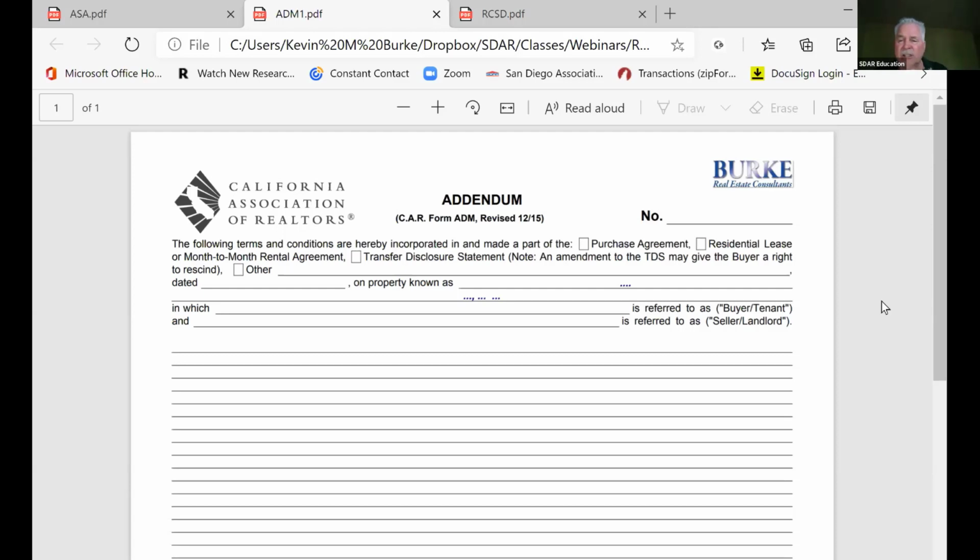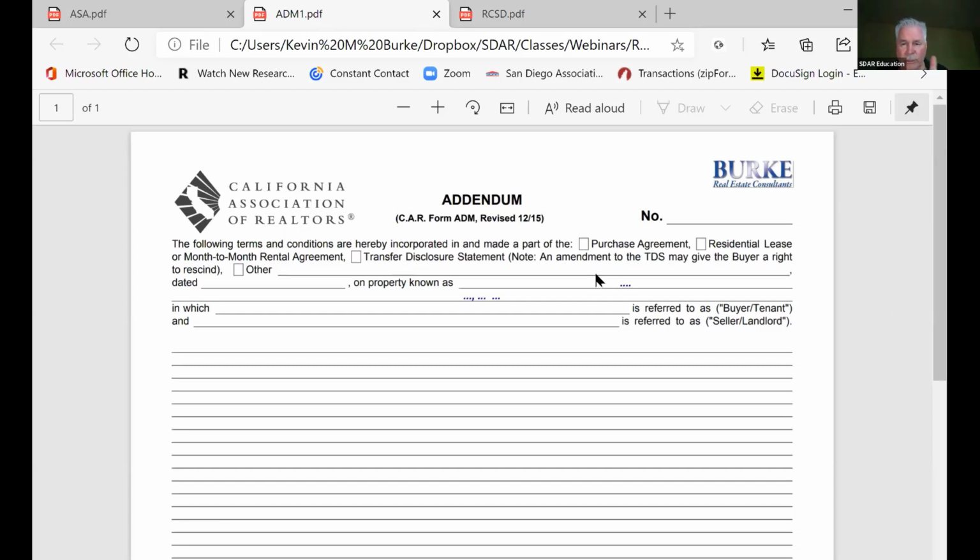If you're going to make any changes and that kind of stuff, it has to be in writing. So here's my addendum. Okay, so my addendum, I'm going to name it number 1, whatever. We just revised it 12 of 15, and the reason that we revised it was we added in the transfer disclosure statement. About time, right? So what does it say?